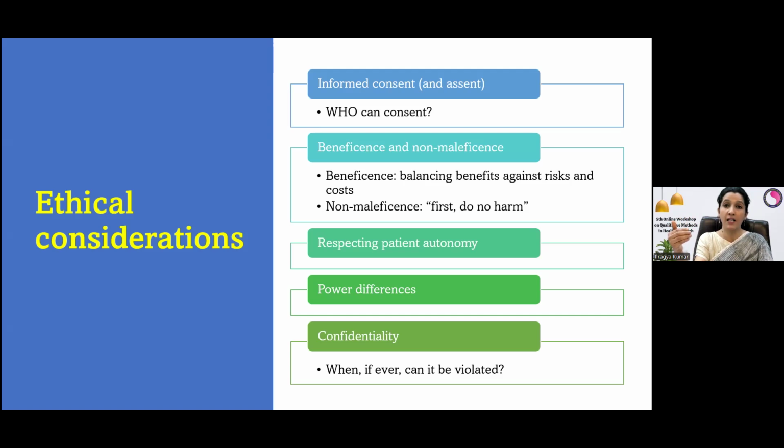And there are power differences. We'll discuss this more in the interview process. The interview should not be at a place where there is a power difference. For example, if I'm being called to the director's office for an interview, and my director is asking me something regarding the institute, I cannot say negative things about it. So between the interviewer and the interviewee, there should not be a power difference. Otherwise, the genuine response will not come.